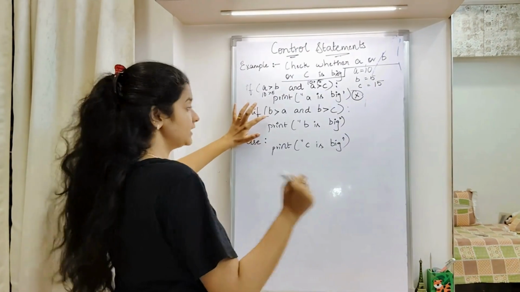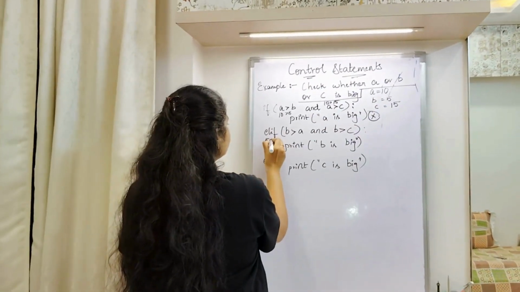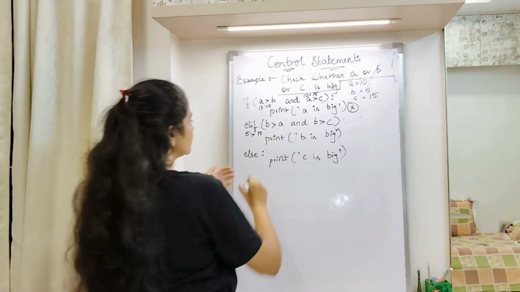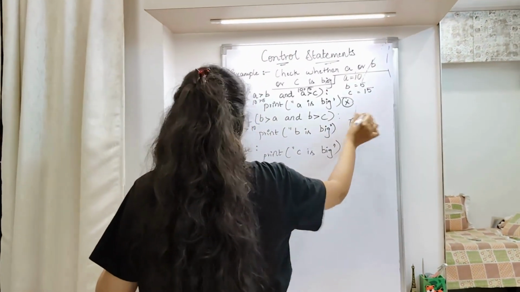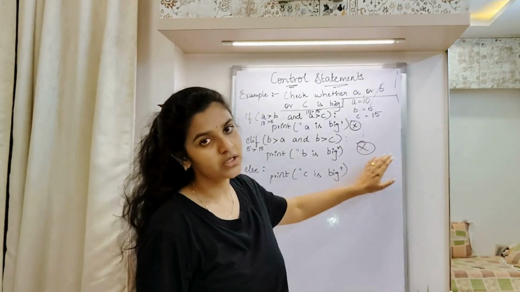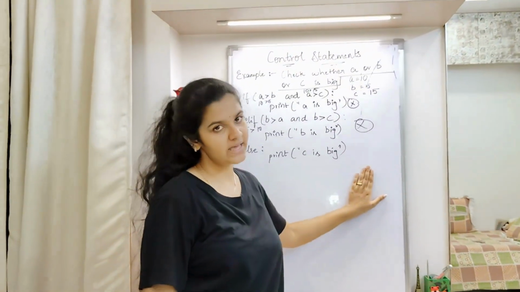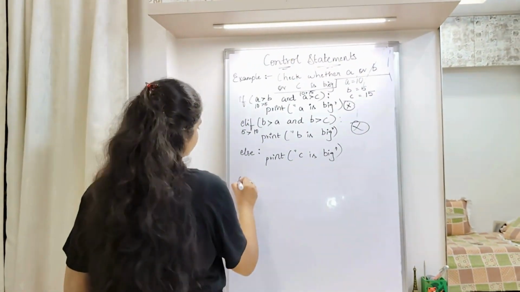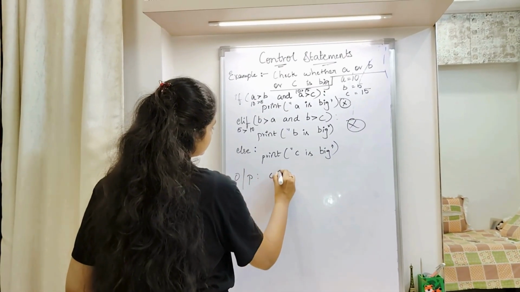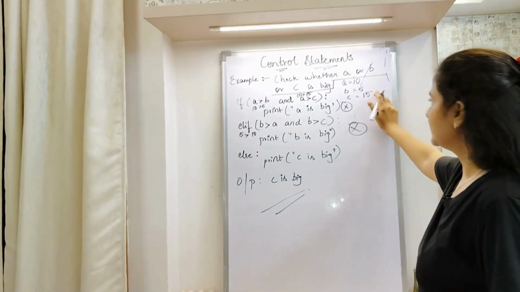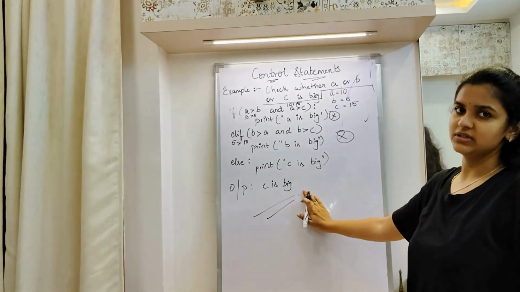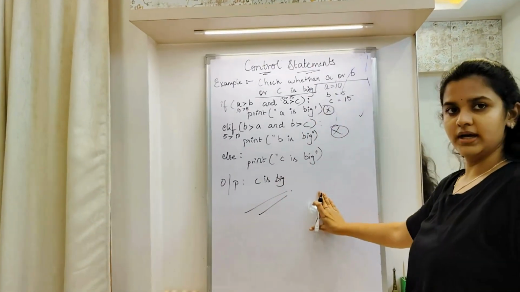Next, let's check the other condition. B, 5 is greater than 10? The first condition itself is wrong, so this is also wrong. When both are wrong, it will go to the else block and print "C is big". So here C is big, yes, so our output is correct and the logic is also correct.